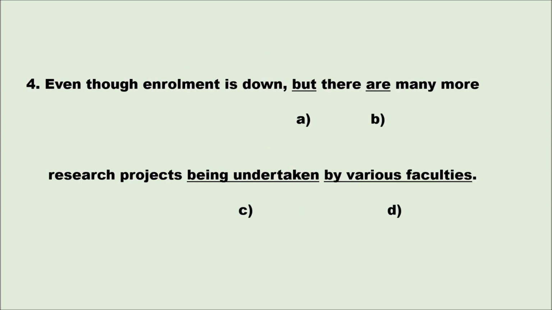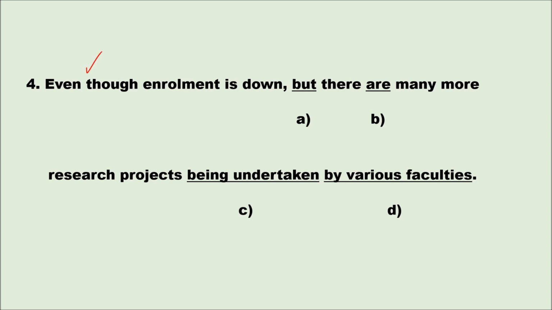Number 4. Even though enrollment is down, but there are many more research projects being undertaken by various faculties. This one is quite easy. We have a key word or a key phrase that can help us that is not underlined. Which one is that? Even though. Yes, even though. Even though means the same thing as but, however, it can be used in a different place in the sentence. You can begin a sentence with even though. It is a subordinating conjunction.